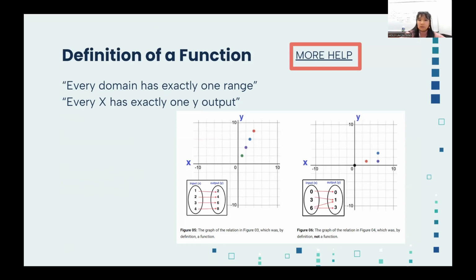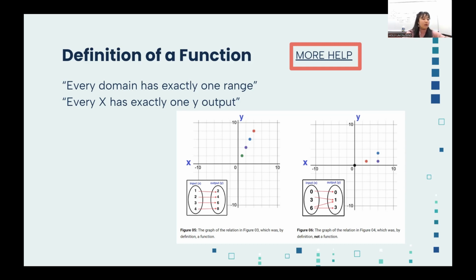So really quickly, Hanlon wanted me to go over the definition of a function. The definition of a function, if you look it up online or look through your textbook, is that every single domain has exactly one range. So this means, in more English words, every single x input has exactly one y output.